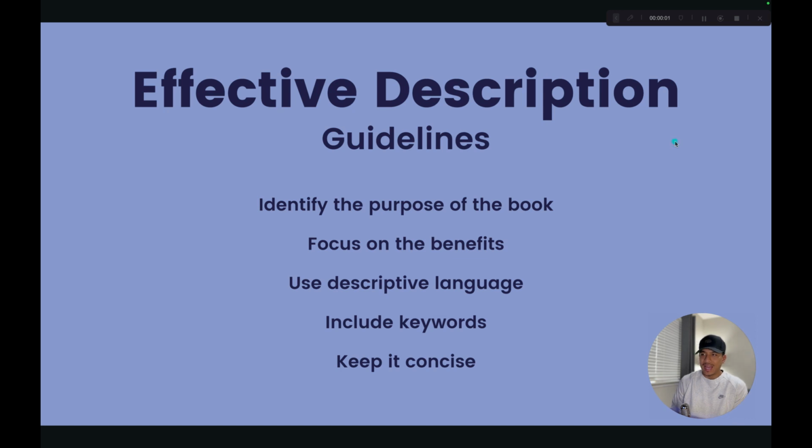So the question is, how can you write an effective description for your books? Well, here are some guidelines that I like to go by, and I'm going to go through each single one of them. Number one is identify the purpose of the book. Number two is focus on the benefits. Number three, use descriptive language. Number four, include keywords. And number five, keep it concise.